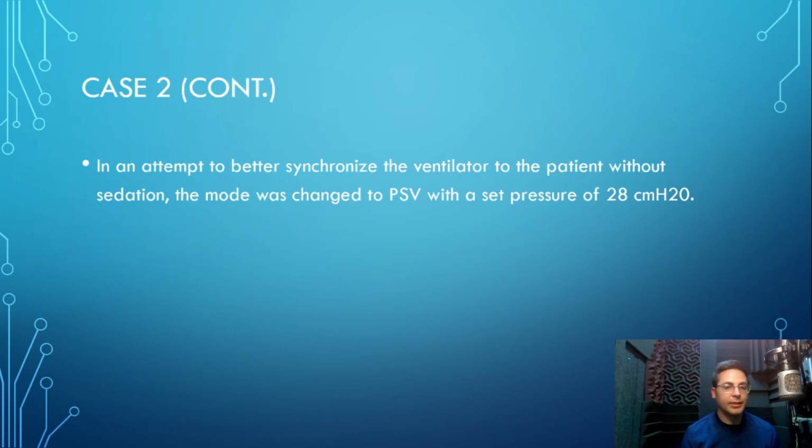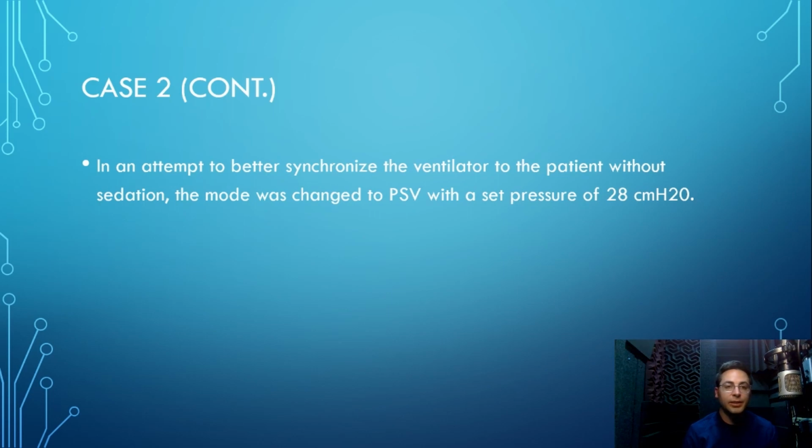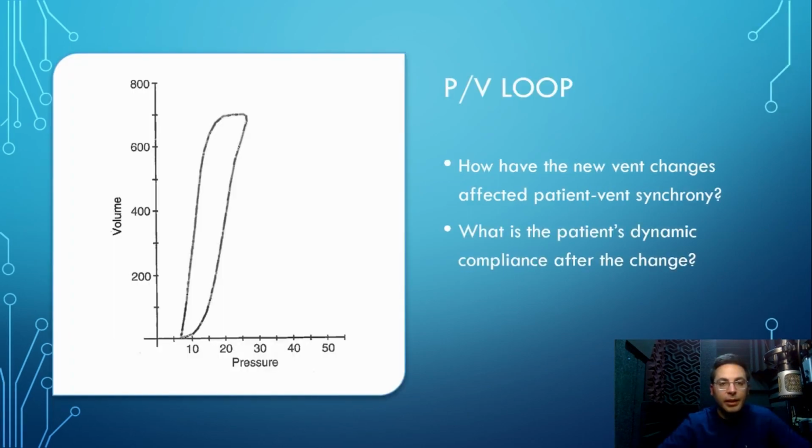Continuing with this case, in an attempt to better synchronize the ventilator to the patient without sedation, the mode was changed to pressure support, and this is what our loop looks like after the change. So let's take a look at how the new vent changes have affected the patient-vent synchrony here. I'm not seeing any more of those weird aberrances here. I'm seeing what we should expect to see from a pressure mode.